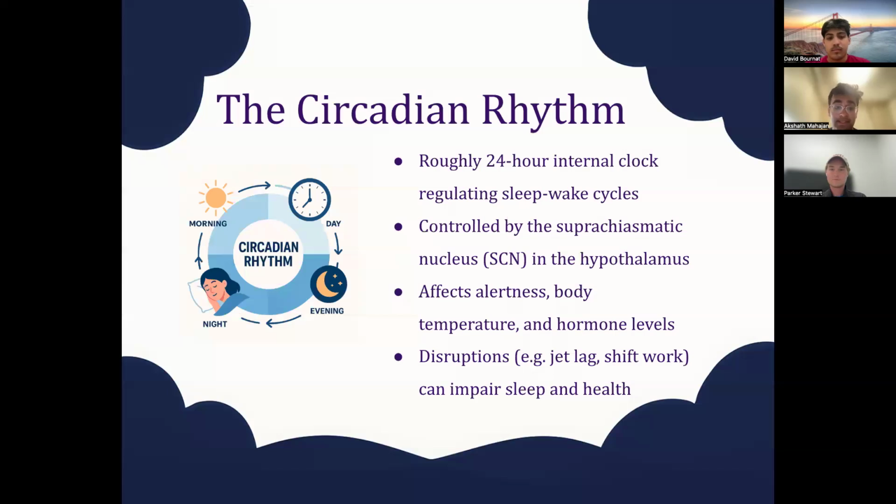Light is the biggest thing that regulates this clock. So when we stay up late on screens or fly across time zones, it can throw everything off. And this is really important because disruptions to circadian rhythm are linked to things like insomnia, mood disorders, and can even cause chronic diseases like obesity and diabetes.